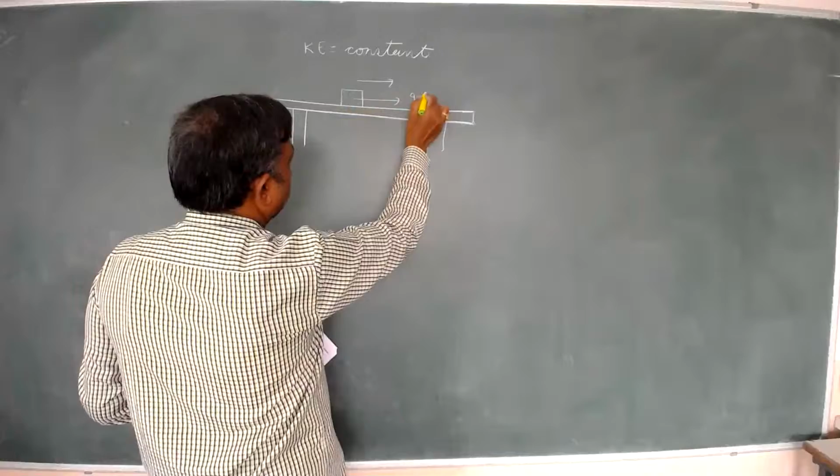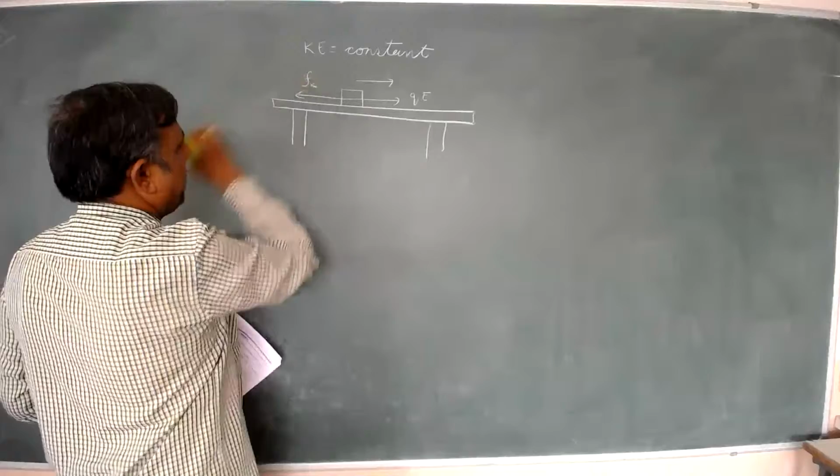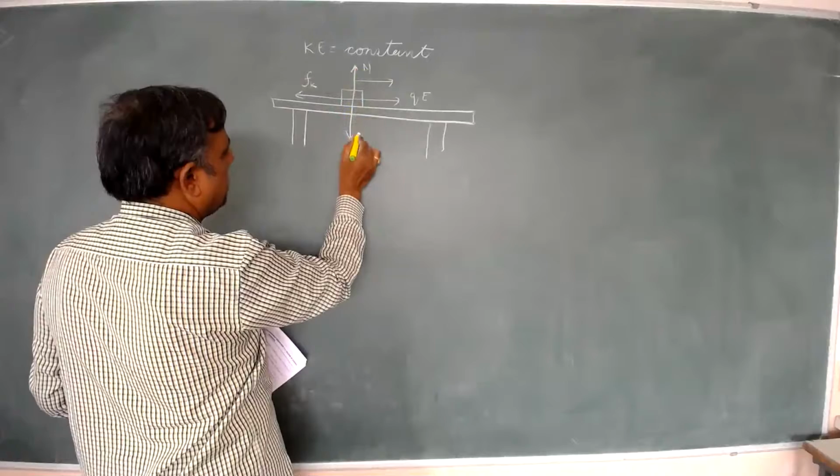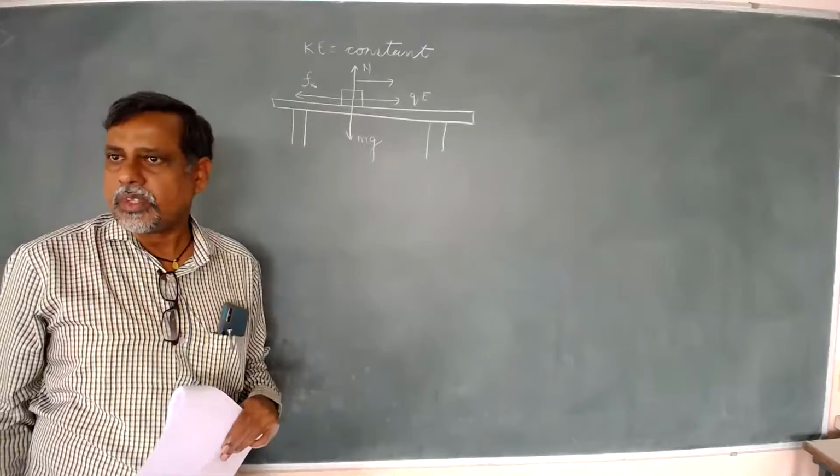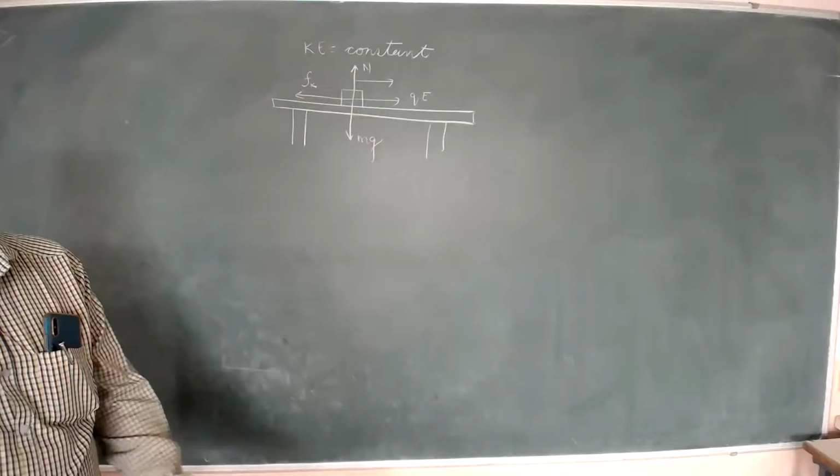In the opposite direction the frictional force will be there, which is FK. In this direction, the normal reaction will be there, and in this direction, the gravitational force of attraction will be there. This is the free body diagram of the body. These are the forces I have represented in all directions. Ultimately, these are the forces acting on the body.